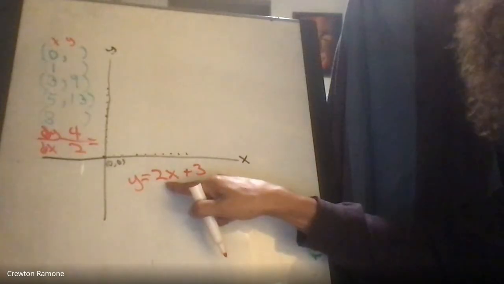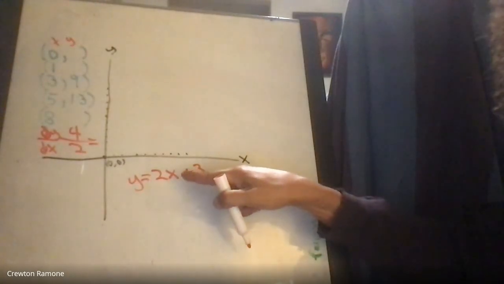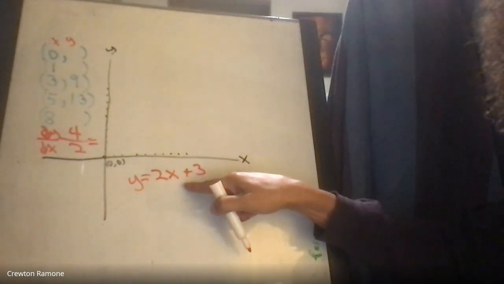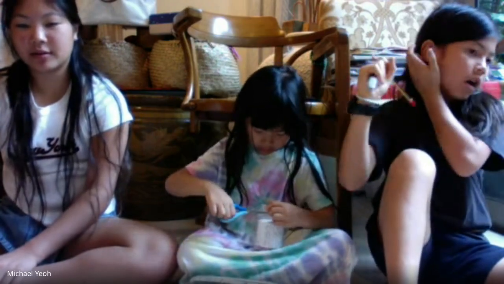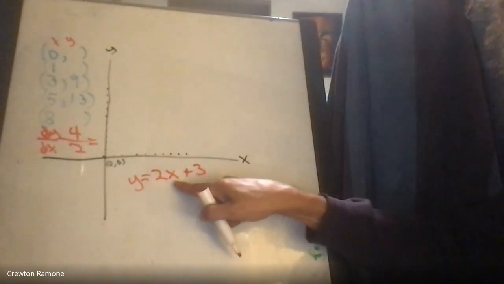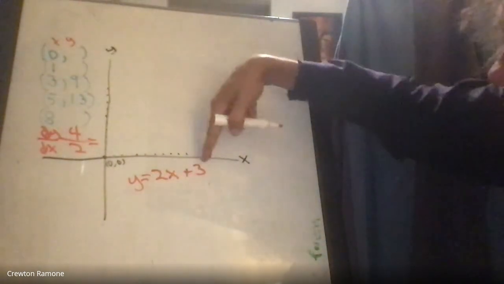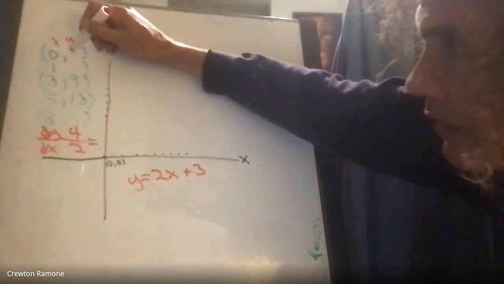So what does that 2 tell you? What does the 3 tell you? It tells you they started with 3. So at 0, if x is 0, then y is 3. You are absolutely correct.